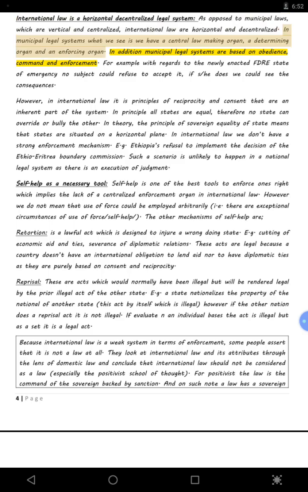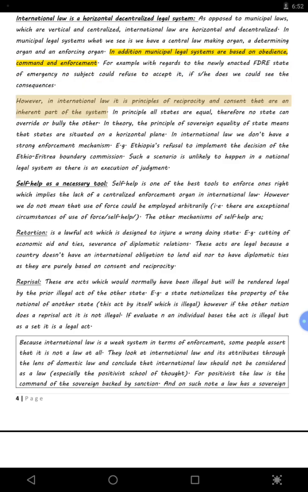In municipal legal systems, what we see is we have a central lawmaking organ, a determining organ, and an enforcing organ. In addition, municipal legal systems are based on obedience, command, and enforcement. For example, with regards to the newly enacted FDRE state of emergency, no subject could refuse to accept it. If it is refused, we could see the consequences.